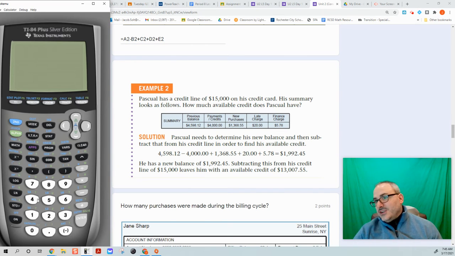It's not showing you this step, so seeing is believing sometimes. Here's my $15,000. I have to subtract my new balance, $1,992.45. And then I get $13,007.55. This is the available credit. We've calculated Pascal's available credit.